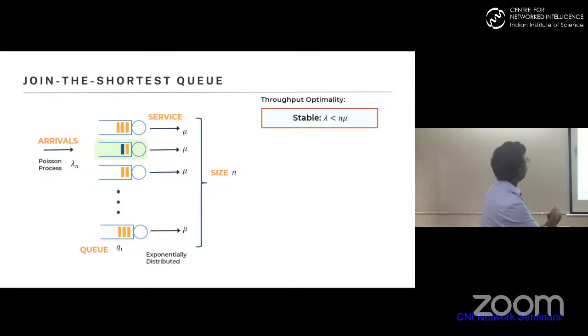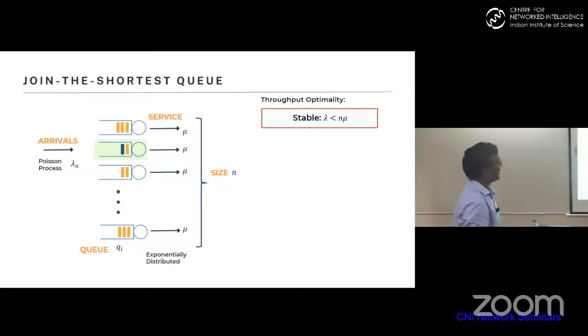And each arrival should pick one of the queues, and once it goes to one of the queues, it can't change its mind later. And the question is, which queue should it join? The natural algorithm that we typically use when we're in a supermarket is join the shortest queue. There are several questions here. The very first question is, under what arrival rates is the system stable?